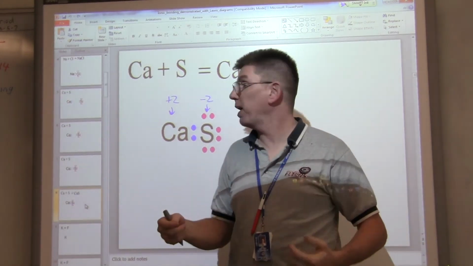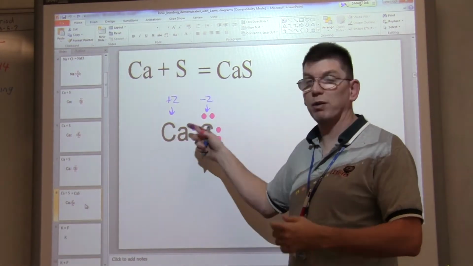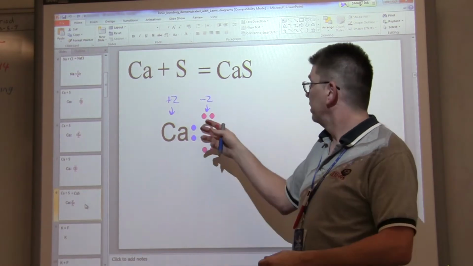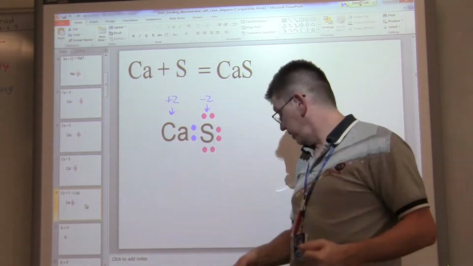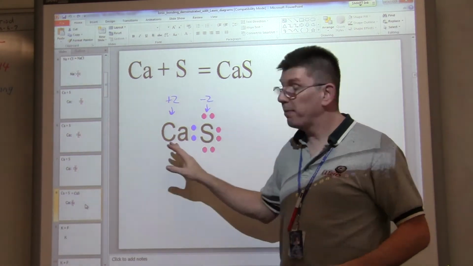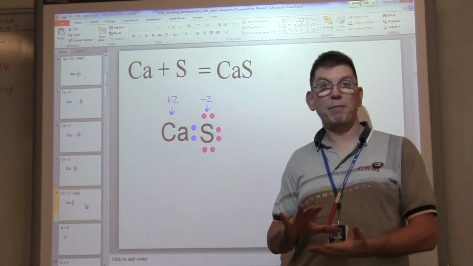That's an ionic bond. 2 ions, calcium lost electrons, it's an ion. Sulfur gained electrons, it's an ion. Ionic bonding. And this is how chemical bonding works between metals and nonmetals.